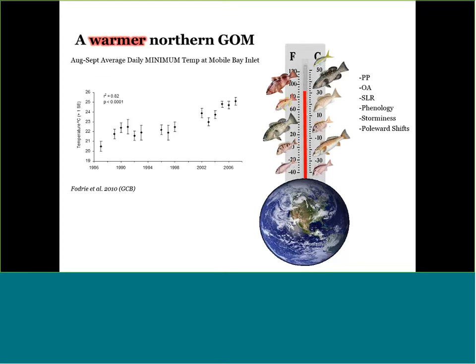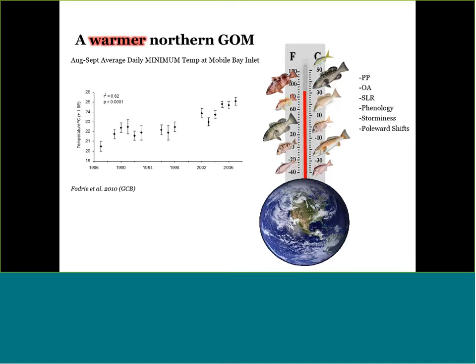And we talk about daily minimum temperature because it's the minimum temperature that may be killing things or keeping things from moving north, not the average temperature. And that 3-degree shift in temperature is kind of like moving from New Orleans down to Miami in terms of daily minimum temperatures as of today. So that's a pretty big change.